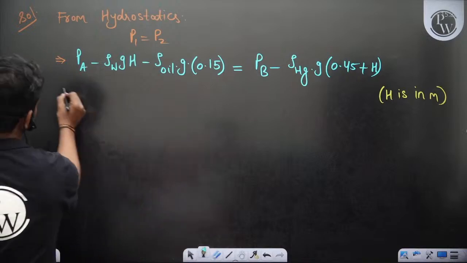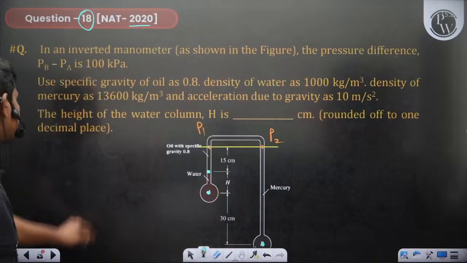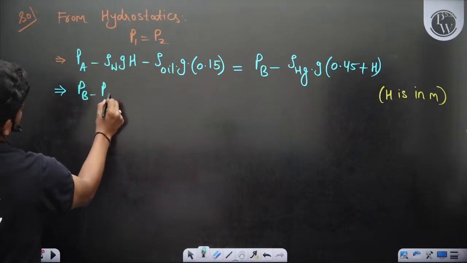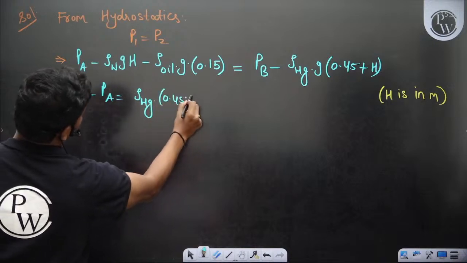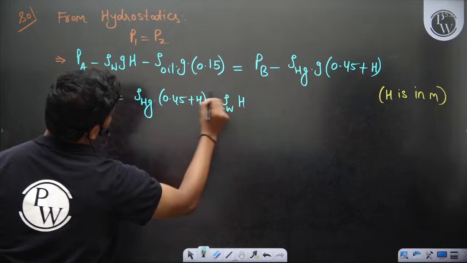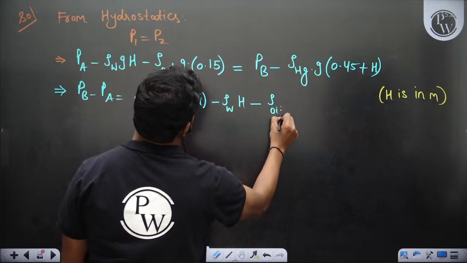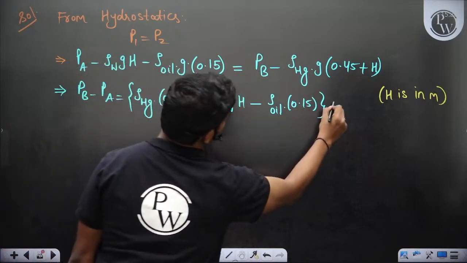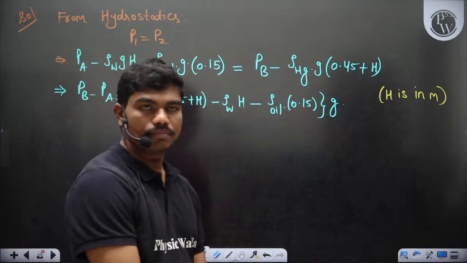Okay, so let's see now what they're asking you. PB minus PA is 100 kilopascals. Good. So PB minus PA is equal to rho Hg into 0.45 plus H, minus rho water into H, minus rho oil into 0.15, this complete term multiplied with G actually. So this is the hydrostatic equation after this manometer balance.